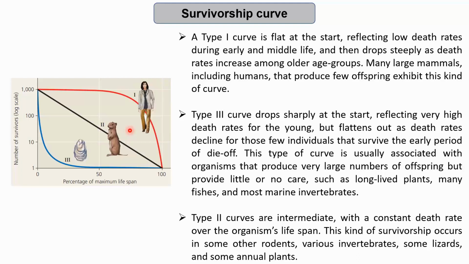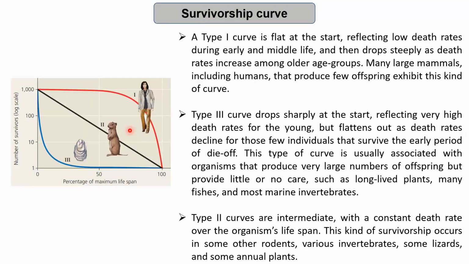While if I talk about the ones which produce a large number of offsprings, these species are not able to handle such a large number of offsprings at an early age, and therefore most of the offsprings die at an early age, and few of them survive to old age. While there are certain organisms that have a constant death rate over their whole lifespan, for example the rodents and the invertebrates.